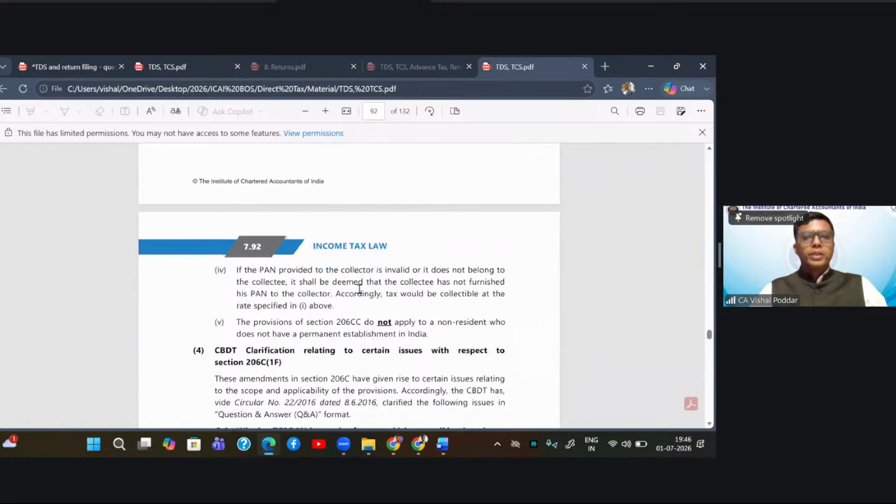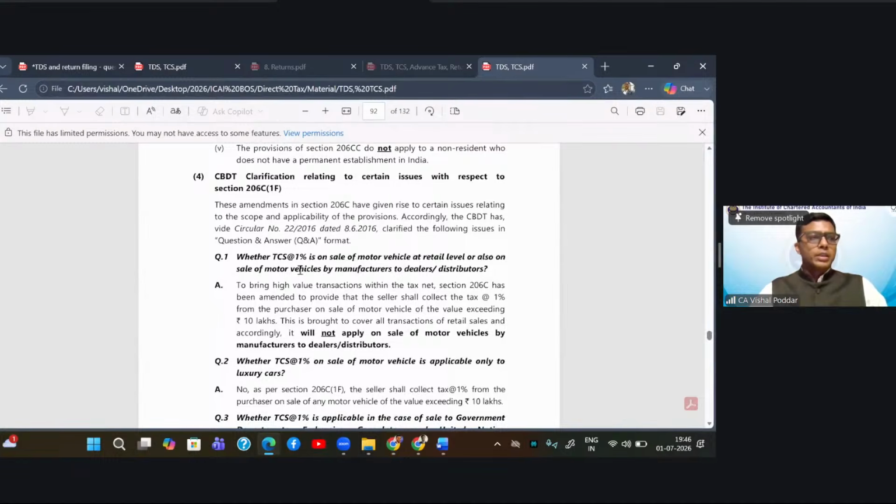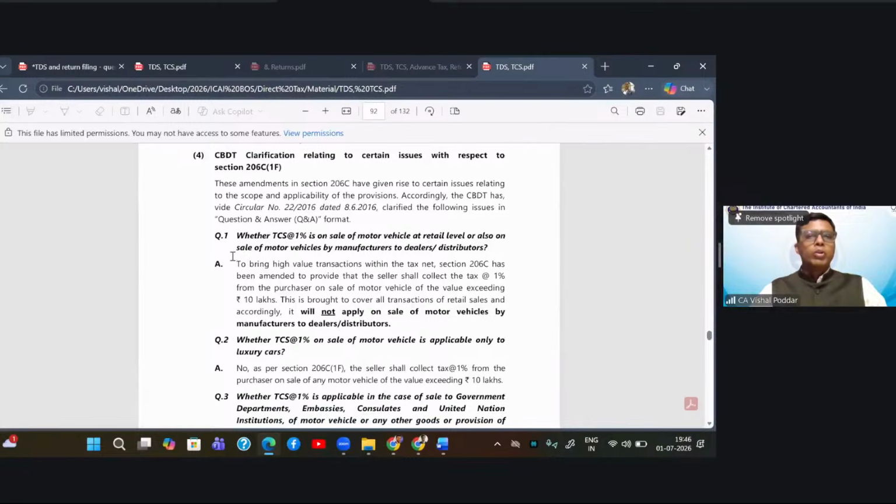However, still there is one exclusion. What is the exclusion? It is here. What it says, whether TCS at the rate of 1% on sale of motor vehicle at retail level or also at sale of motor vehicle by manufacturer to distributor will apply. So here is our exception. What it says, to bring high value transactions under tax net, 206C has been amended to provide that seller shall collect tax at 1% from purchaser on sale of motor vehicle exceeding 10 lakhs. This is brought to cover all transactions of retail sales. Accordingly, it will not apply on sale of motor vehicle by manufacturer to dealer.